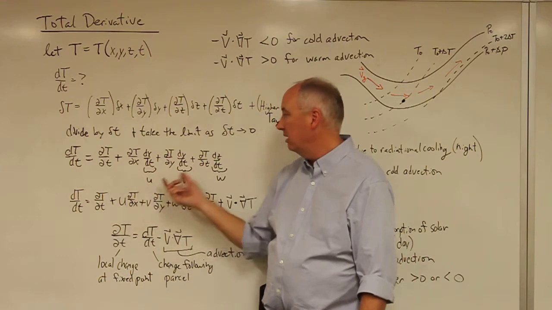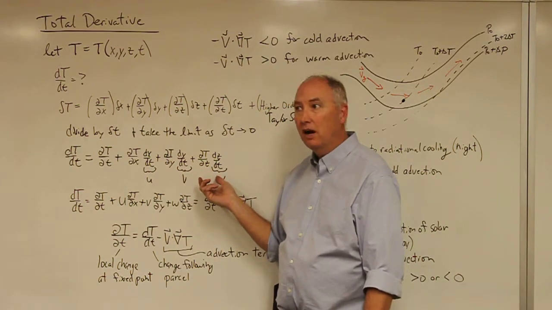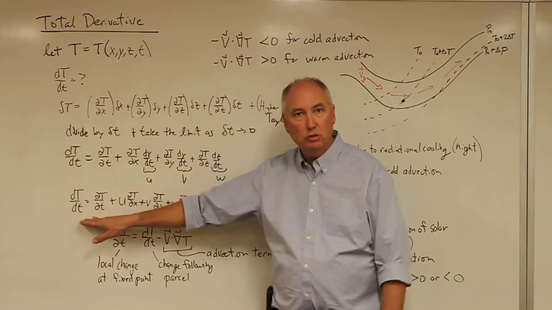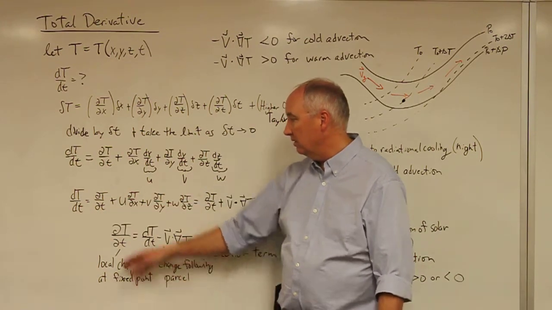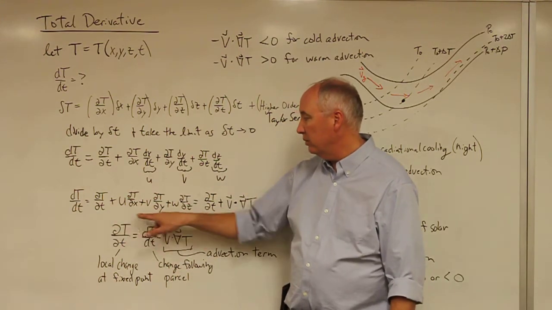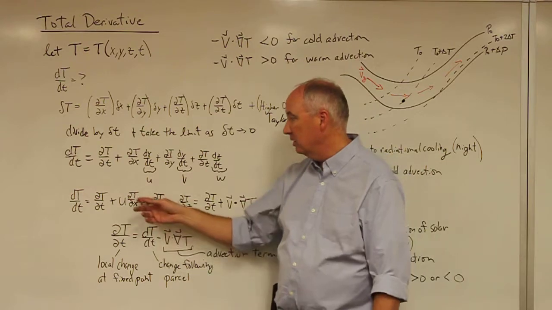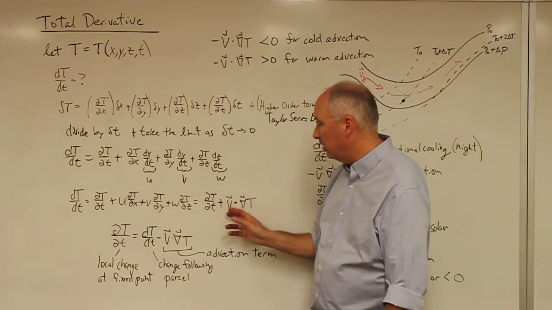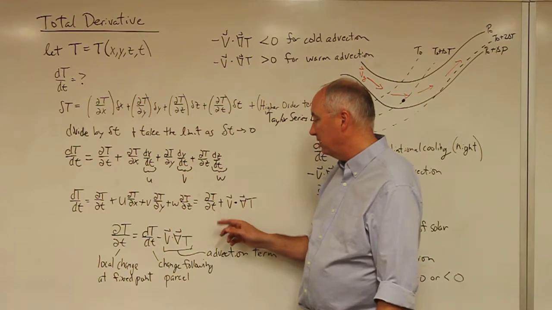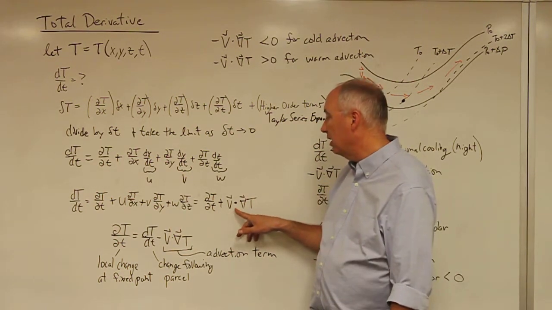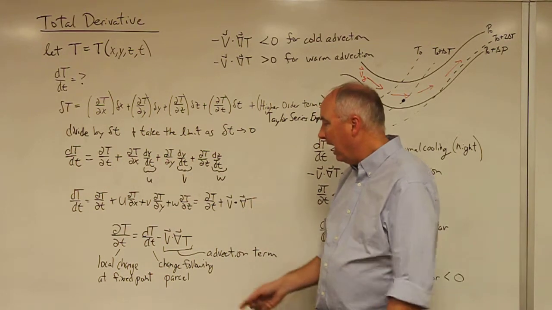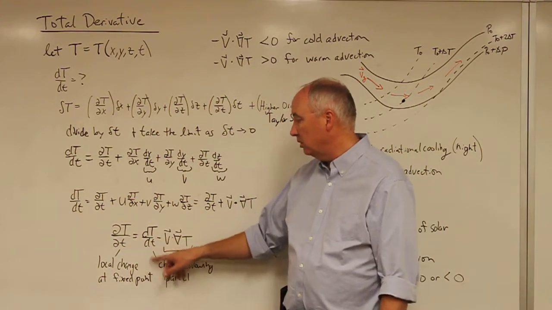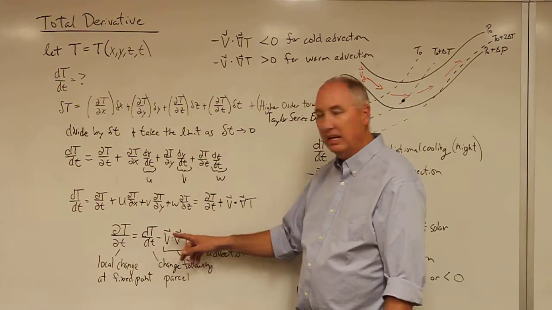But we know that dx by dt, dy by dt, and dz by dt are components of the velocity vector u, v, and w. So we can rewrite the total derivative of the temperature in terms of the partial derivative with respect to time, and then the u, v, and w components of the velocity vector times the temperature gradient in the x, y, and z direction. Or we can write that in shorthand notation, partial T over partial time plus V, which is your velocity vector, dot product with the gradient of temperature. And we can rearrange this, solving for the local time rate of change: partial T over partial time is equal to the total derivative minus V dot del T.